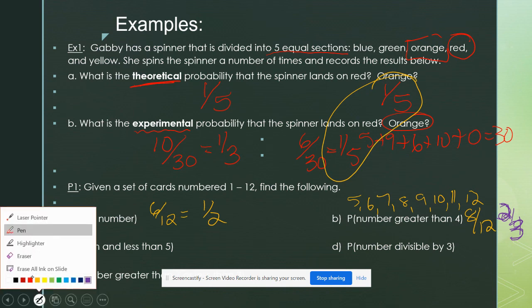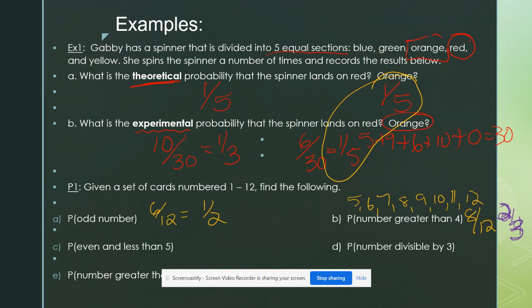The probability that it is even and less than 5. So the numbers less than 5 are 1, 2, 3, and 4. And of those, only 2 and 4 are even. So 2 out of the 12 possibilities would be even and less than 5. That would reduce to 1/6.